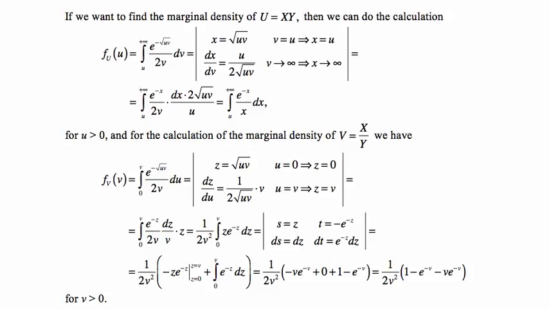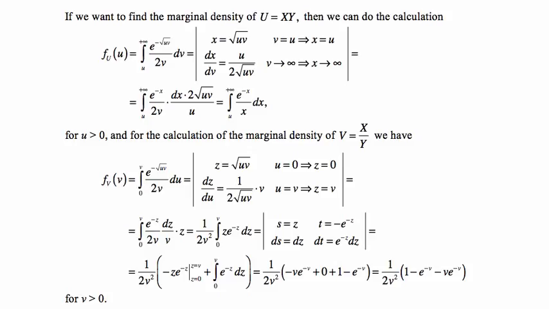So if we want to find the marginal density of u equal to xy, then we can do the standard calculation of the marginal density. So f sub u of u would be the integral over all possible values of v. And now remember that v has to be more than u. So it will be from u to plus infinity of the joint density that we just calculated, which is e to the minus square root of uv over 2v dv. That looks a bit complicated.